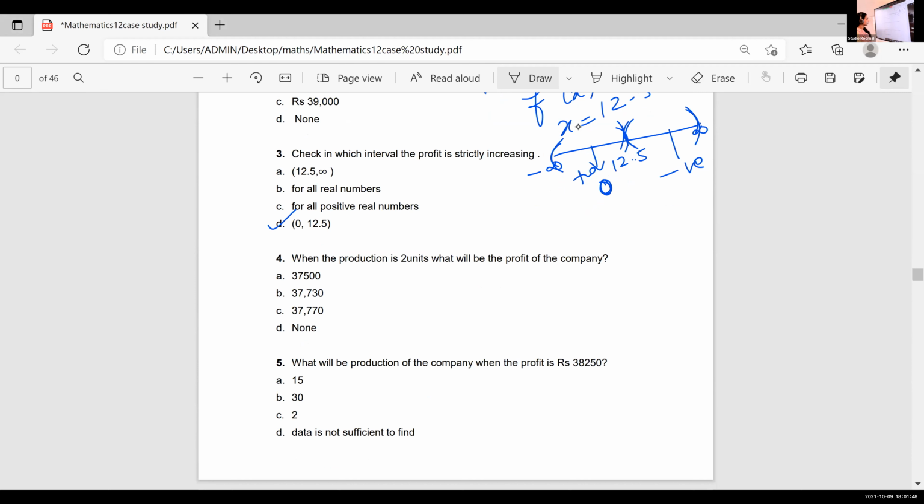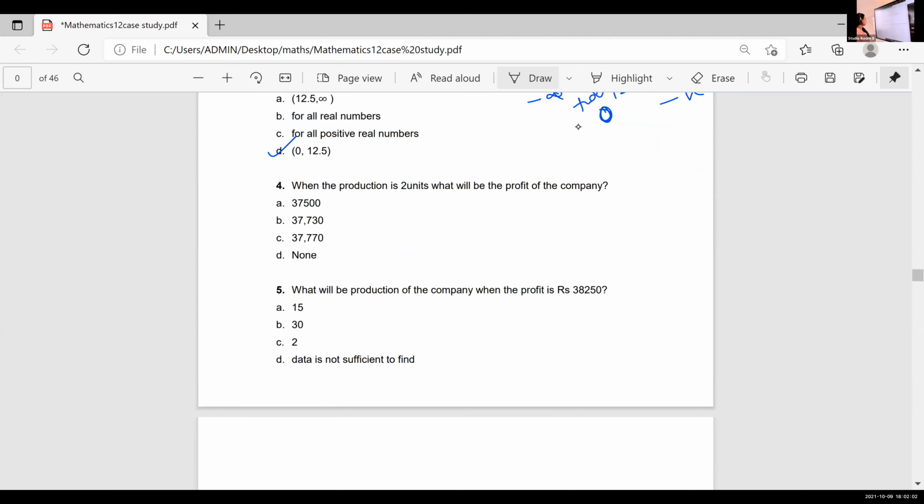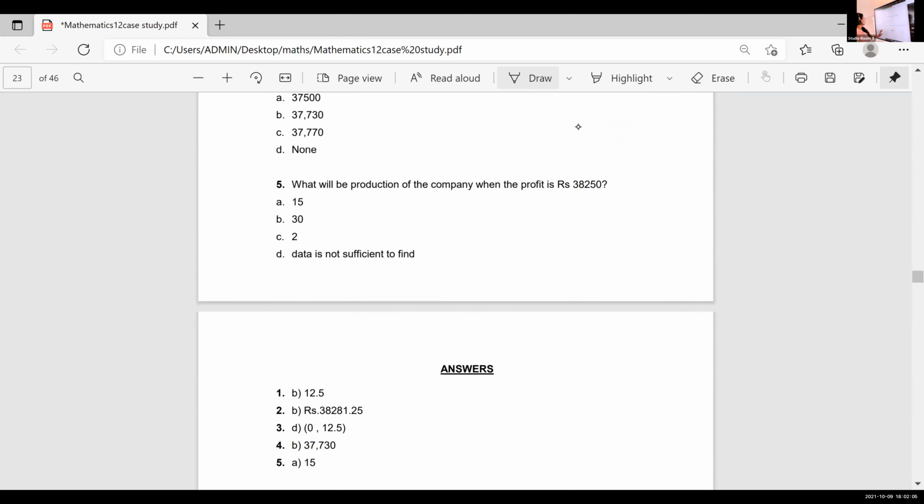Then, fifth one. What will be the production of the company when the profit is 38250? Yes, children, make it fast. If you take time like this, how many questions will you have to answer? Production means you have to find what is x, isn't it? The y value is given. You'll get one quadratic equation. Solve it and find the number. When you find the number, it must be a positive integer. Negatives are not allowed. Fractions are also not allowed.